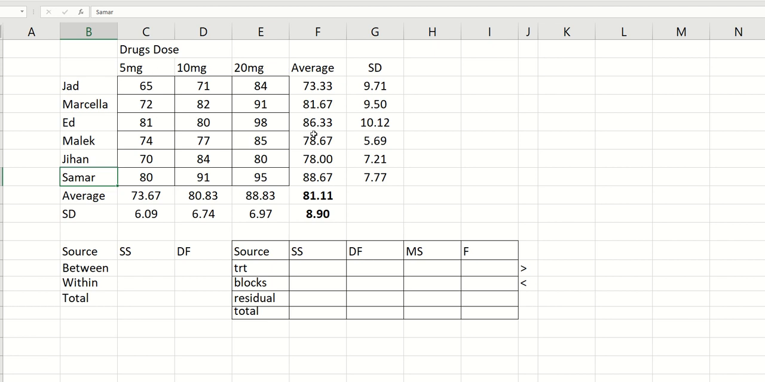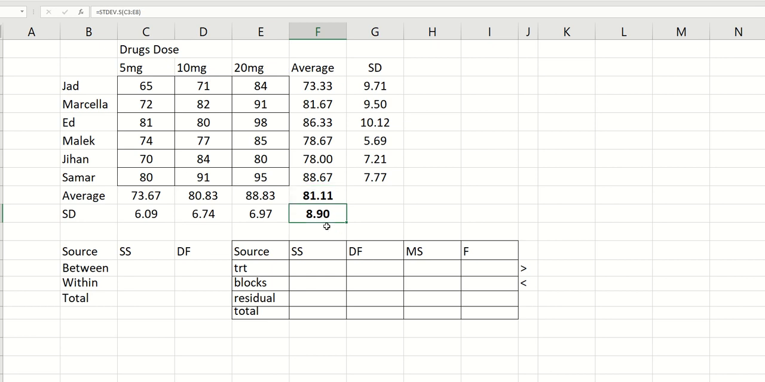Okay. So what I did is I've calculated the average for every group, and the standard deviation for every group. I've also calculated the average for every person, and the standard deviation for every person. And I finished with the average of the entire data set and the standard deviation of the entire data set.